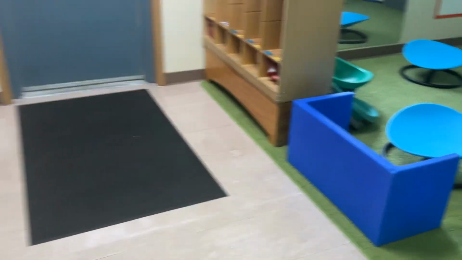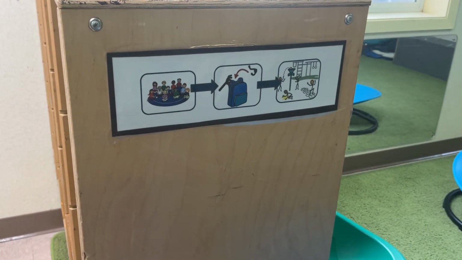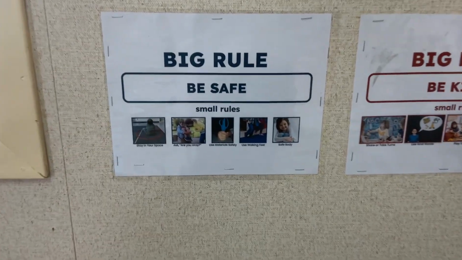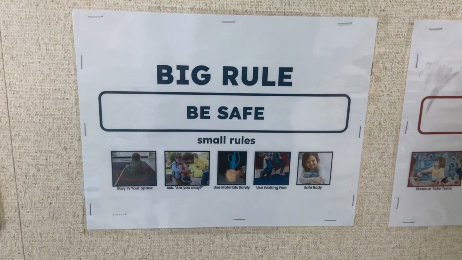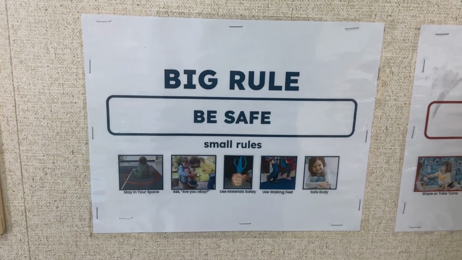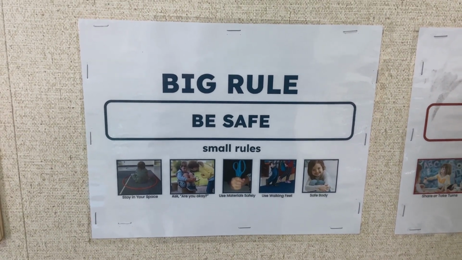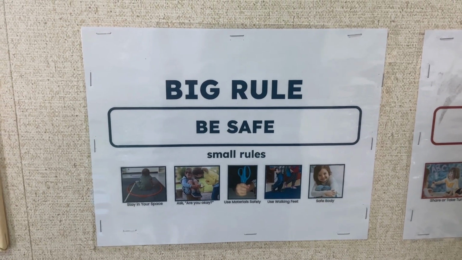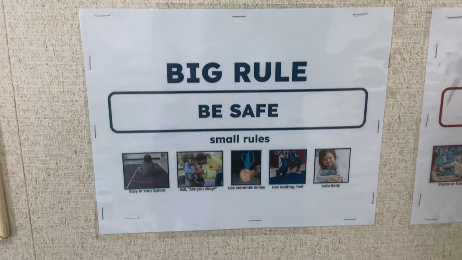Again, you'll see we have visuals around the room supporting that we do circle, and then we pack up and go outside. Our 3 big rules in our classroom are over here. Our first big rule is be safe, and that looks like staying in your own space, checking on a friend, asking if they're okay, using materials safely, using walking feet in the classroom, and having a safe body.